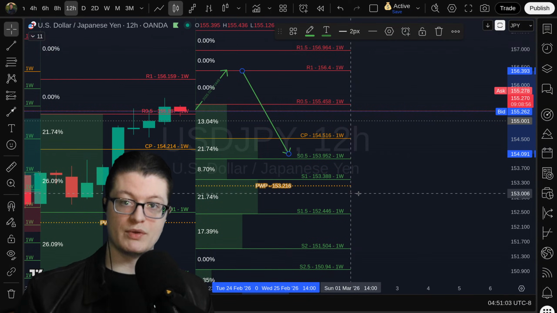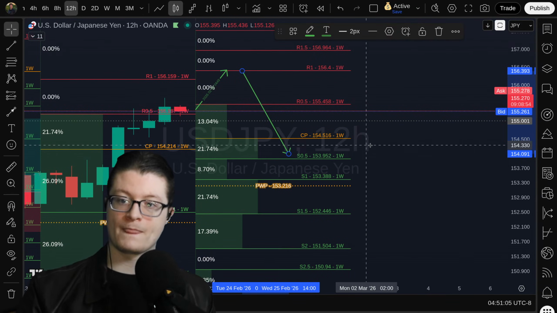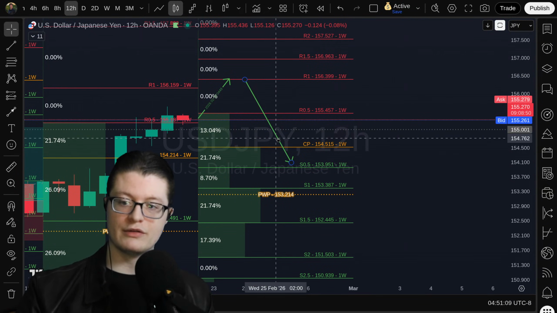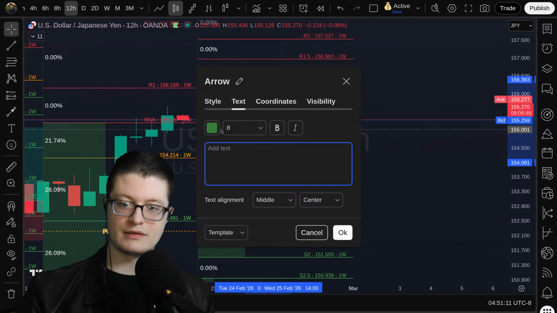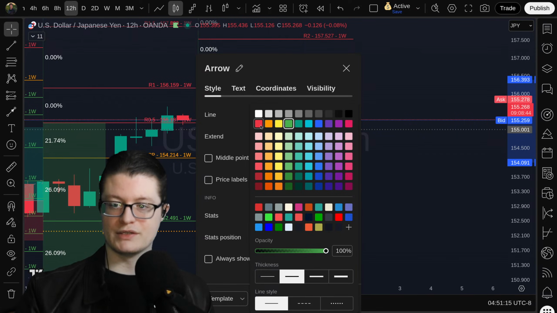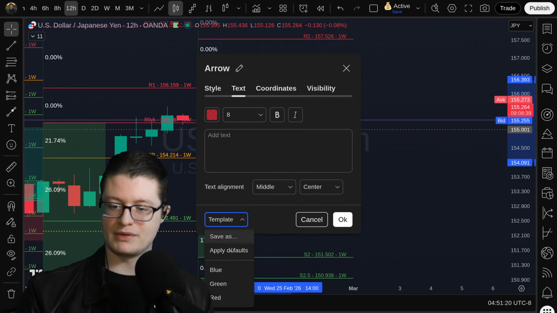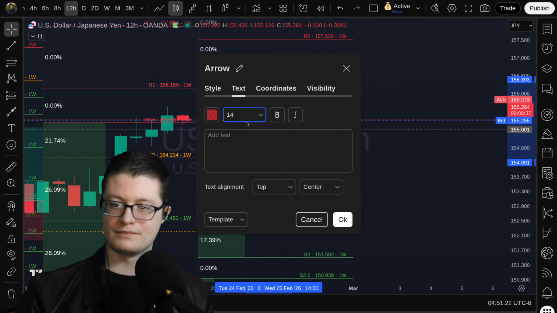Now, could I be wrong? Sure. But the cost of being wrong in this particular scenario is actually not that great. More specifically, let me make this red. I'm pretty sure I have a template for red. Yeah, there's the template.